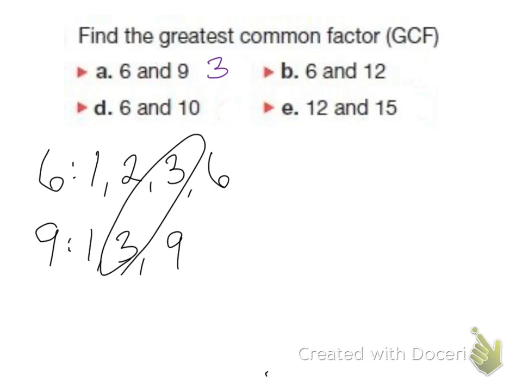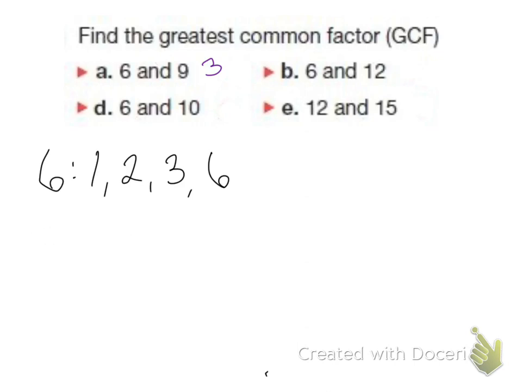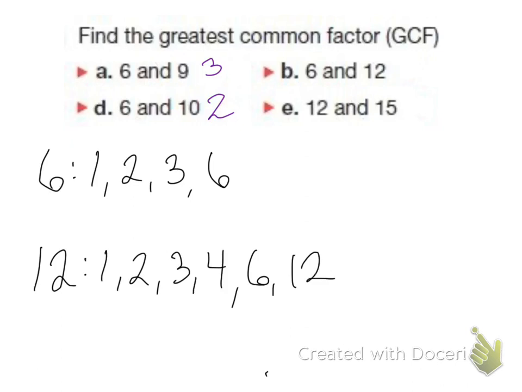All right, let's do the next one. It's 6 and 10. Let's go ahead and erase this one. Let's find the factors of 10: 1, 2, 5, and 10. So the greatest common factor of 6 and 10 is going to be 2. All right, but what about 6 and 12? For 12, our factors are 1, 2, 3, 4, 6, and 12. So the greatest common factor here is going to be 6.